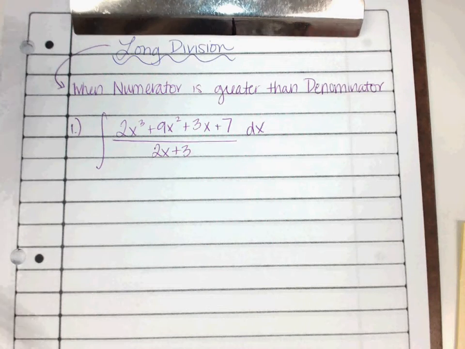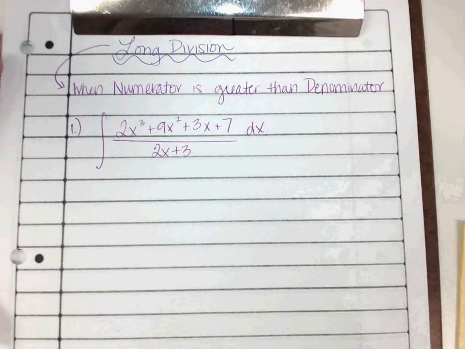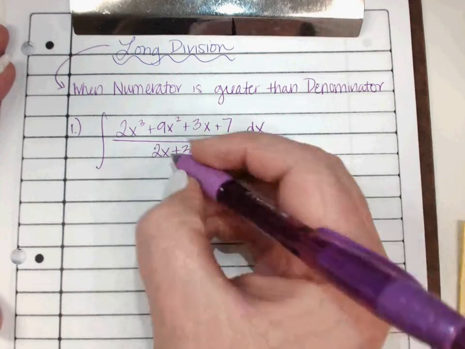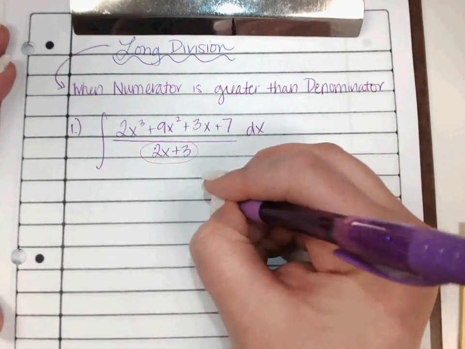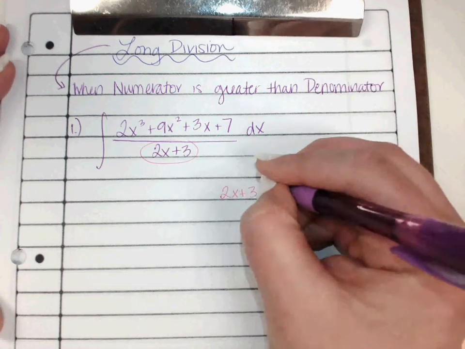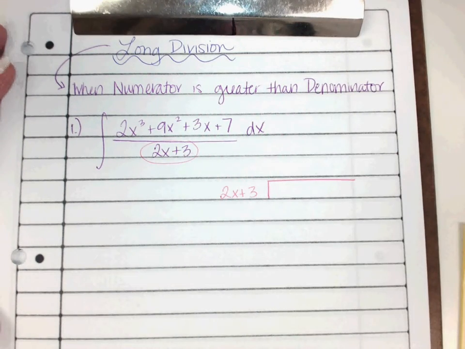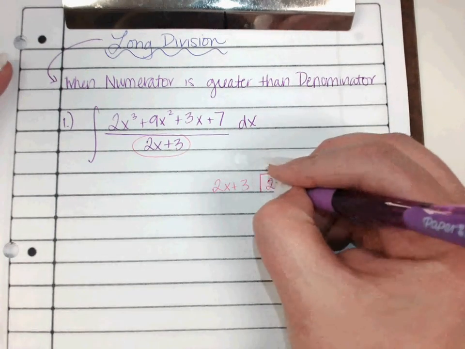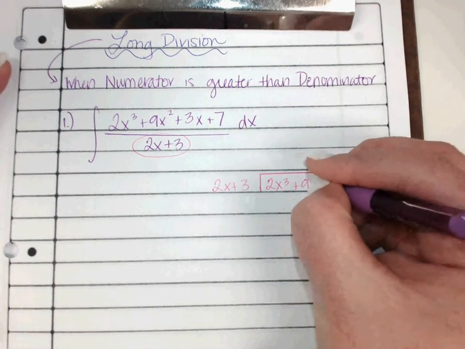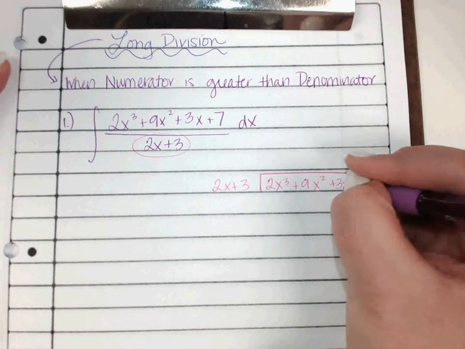So here we go. Let's remind you how to do long division. What I'm dividing by is going to go in the front. So 2x plus 3 divided into, and then the big long expression is going to go on the inside. So 2x cubed, 9x squared, 3x plus 7.